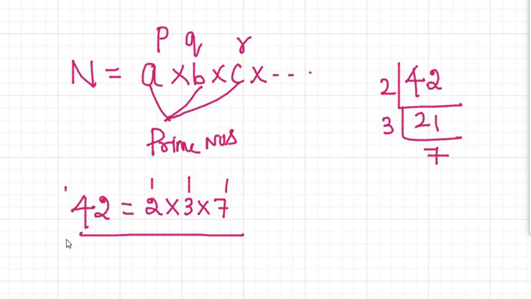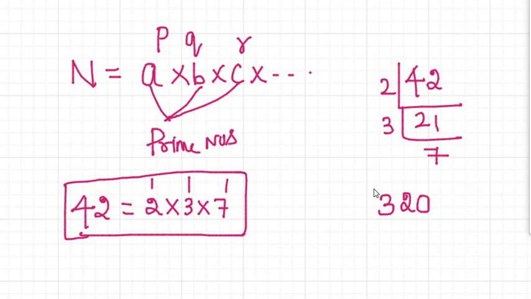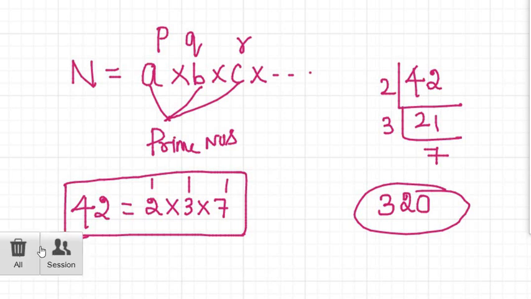Try to write a number in this way. Another number I am giving you, so write in this format. The number is 320. Write in this format. Type in your chat box. So factorize 320. This is the best method to factorize.